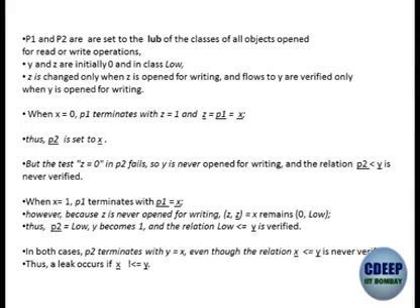Now when X equal to 1, P1 terminates with the level of P1 being assigned the level of X. However, Z is never open for writing, and thus the level of Z, Z bar, equal to X remains 0, low, and thus P2 becomes low. Y becomes 1 and the relation less than or equal to Y is verified. In both cases, P2 terminates with Y equal to X, even though the relation X less than or equal to Y is never verified.